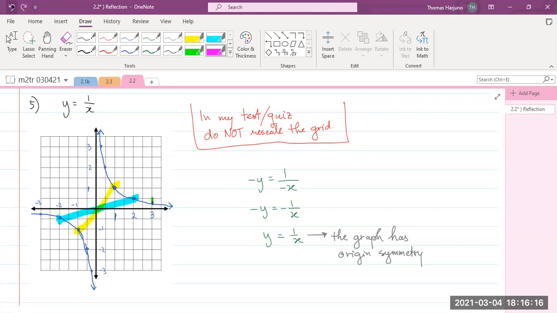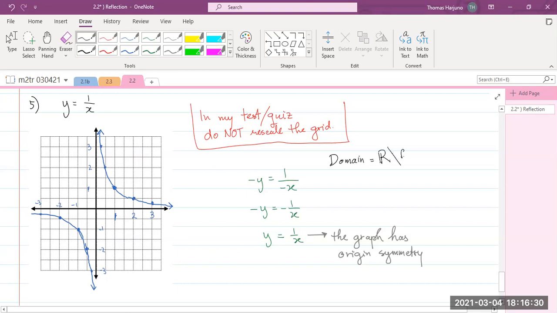Now from the equation y equals 1 over x, we can tell right away that the domain is all real numbers except 0. Right? You cannot have x equals 0 because 1 over 0 is undefined. From the graph, you can see that the range is also all real numbers except 0.